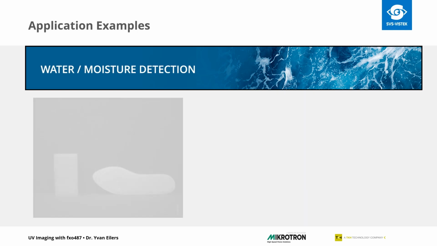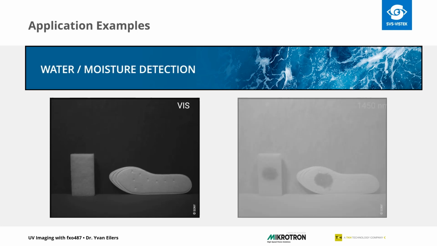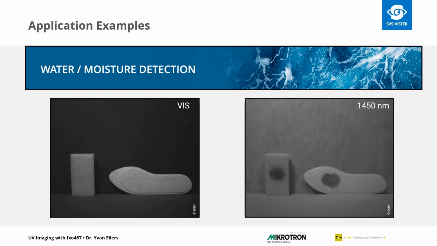In this image, you see a sponge and a shoe sole in the visible spectral range. The presence or absence of water is not evident in this image. However, if we switch to the SWIR spectral range using 1450 nanometer light, we can clearly see the areas of the object where moisture is present.